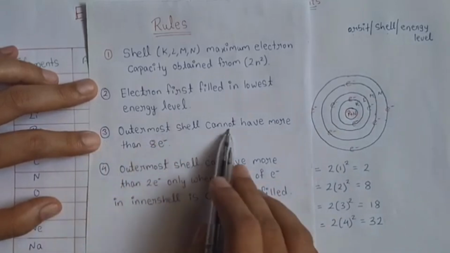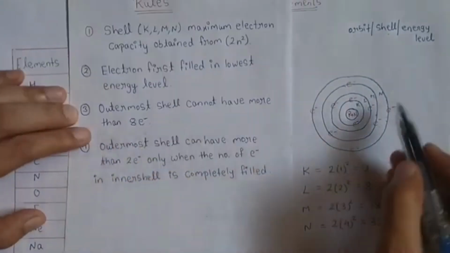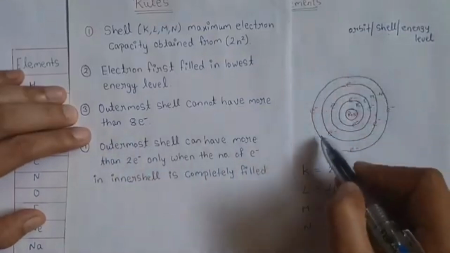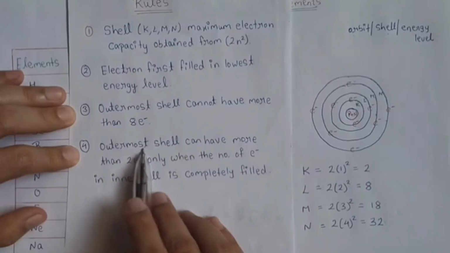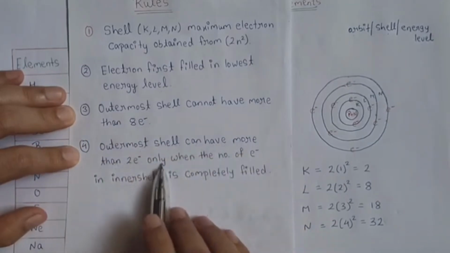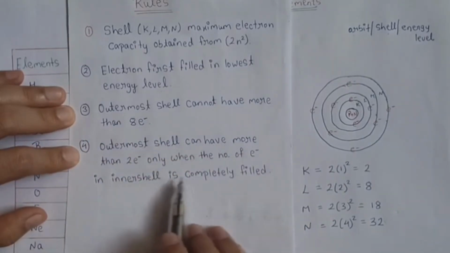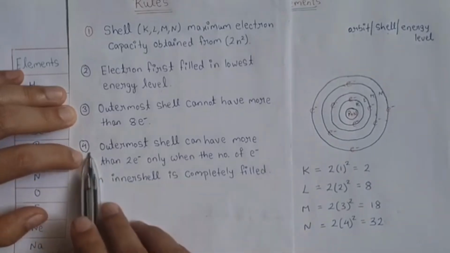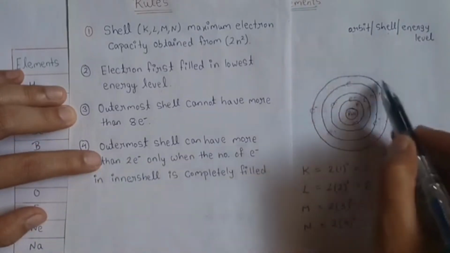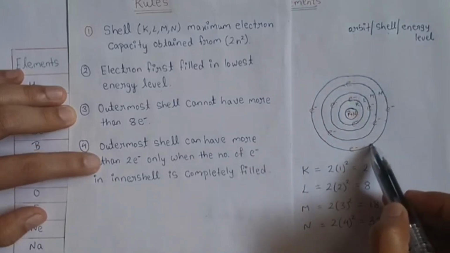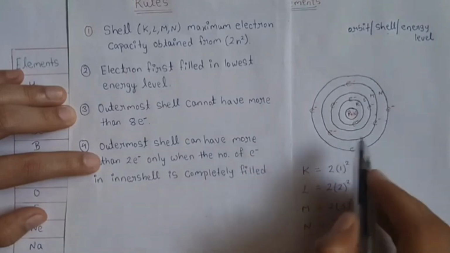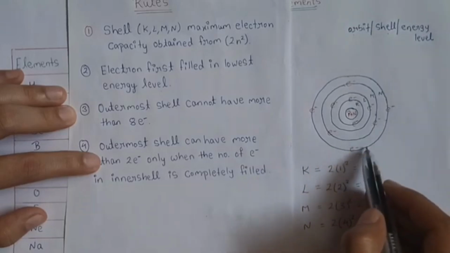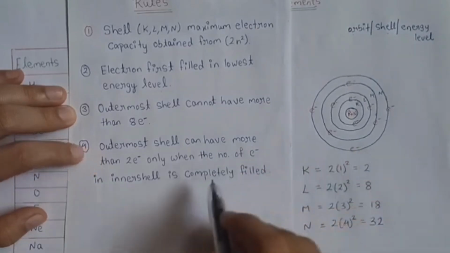Now the third rule: the outermost shell cannot have more than 8 electrons. That means in the last shell, the N shell, you cannot fill more than 8 electrons. You should remember that. Fourth, the outermost shell can have more than 2 electrons only when the inner shell is completely filled. That means the outer shell, the N shell, can have more than 2 electrons only when the inner shell, the M shell, has completely filled its maximum number of electrons.